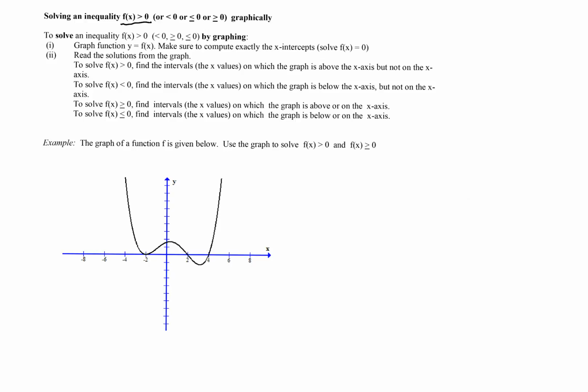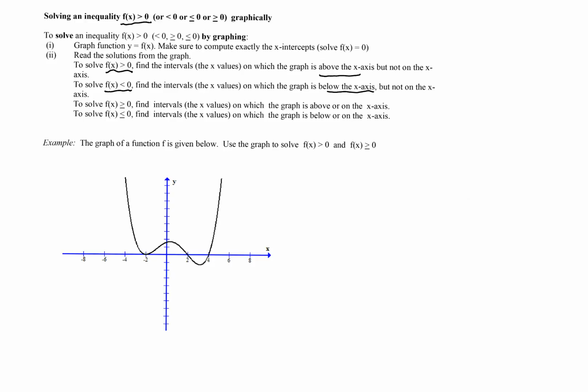So to solve the inequality f of x greater than 0, we have to identify the parts of the graph that are above the x-axis and determine the values of x that generate this part of the graph. Similarly, we solve inequality f of x less than 0. We look for the parts on the graph that are below the x-axis, but not on the x-axis.